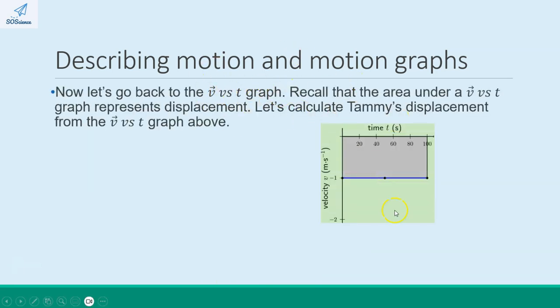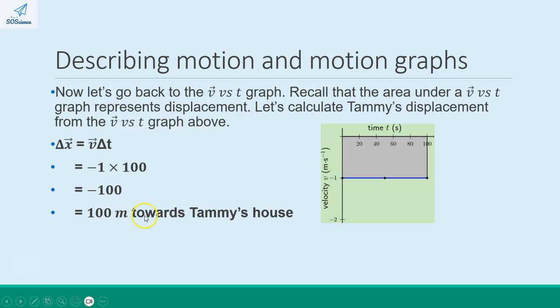Now let's go back to the v versus t graph where Tammy walks back home, and recall that the area under a v versus t graph represents displacement, and let's calculate Tammy's displacement. So remember that the change in position or displacement, we can calculate it as velocity times time, and in this case velocity is -1 and time is still 100. And that gives us an answer of -100, which means 100 meters in the negative direction. And the negative direction is towards Tammy's house.